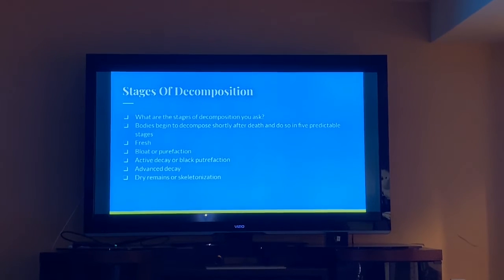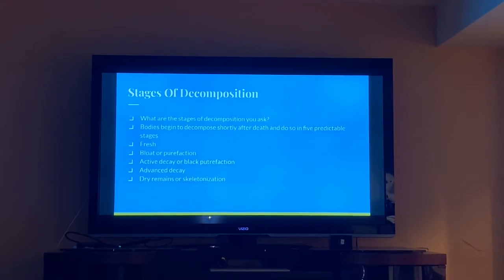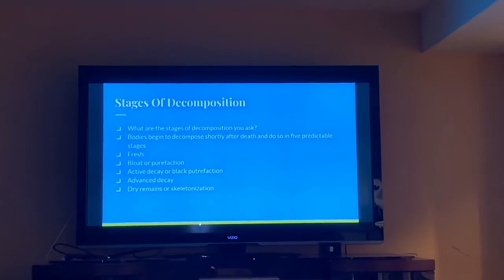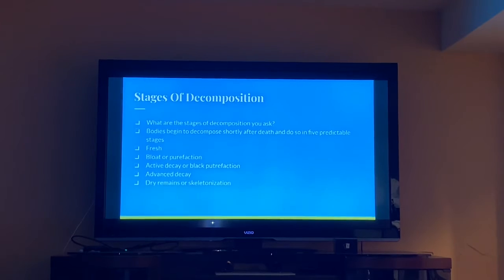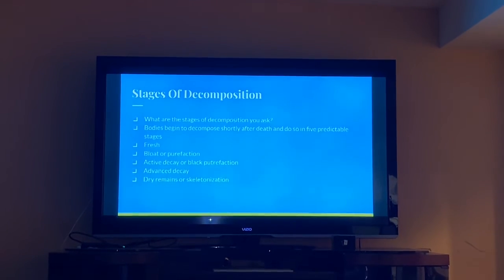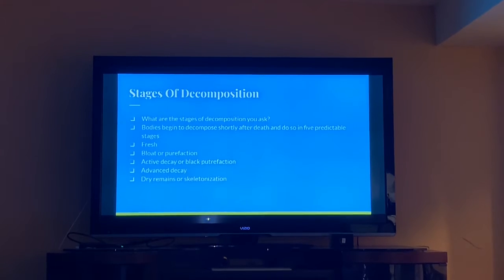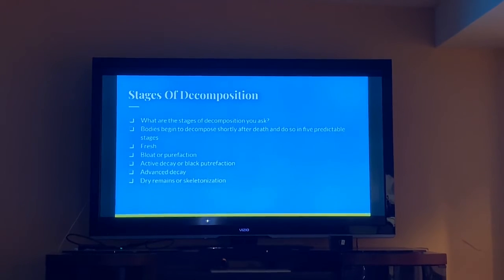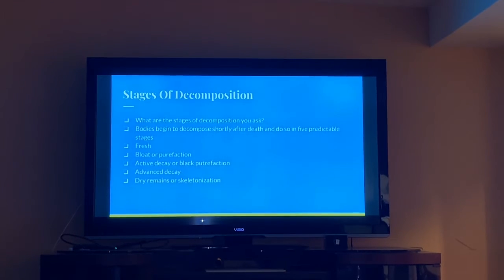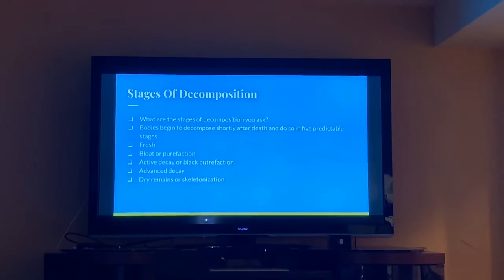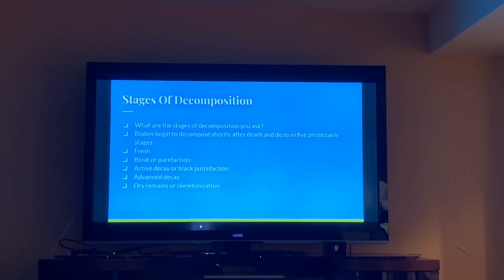Stages of decomposition. What are the stages of decomposition, you ask? Bodies begin to decompose shortly after death and do so in 5 predictable stages. First, we have fresh. Then we have bloat or putrefaction, active decay or black putrefaction, advanced decay, dry remains, or skeletonization.